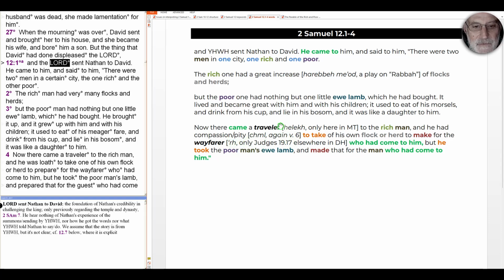But then wayfarer is the second way this person is called, and you can't pronounce that without vowels, but only one other time in the whole Deuteronomistic history from Joshua to 2 Kings. And then simply the man. So three different ways to refer to this person.